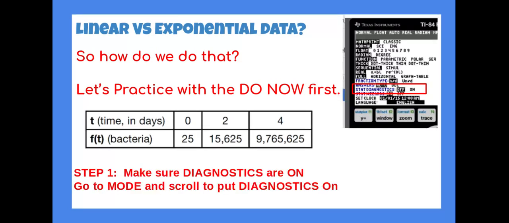So to do that, you always are going to make sure that your diagnostics are on because we need our R values. So you press mode and get your diagnostics on, but just make sure that this word, on, is highlighted, not off. Pause the video to do that.